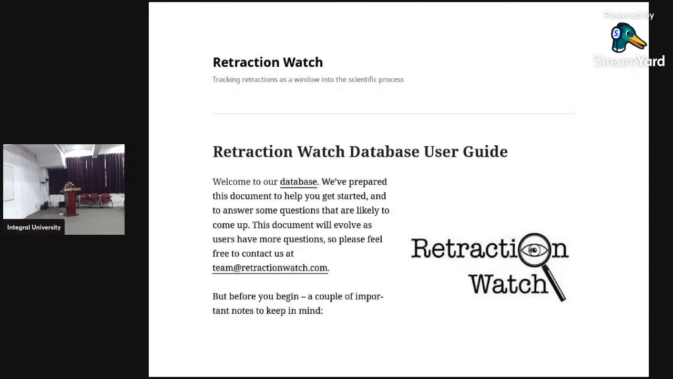So again, I told you about Retraction Watch. Retraction Watch is a database where all the papers that have been retracted from the research database have been collated. And the reasons for retraction are also well documented. What does Retraction Watch tell you?